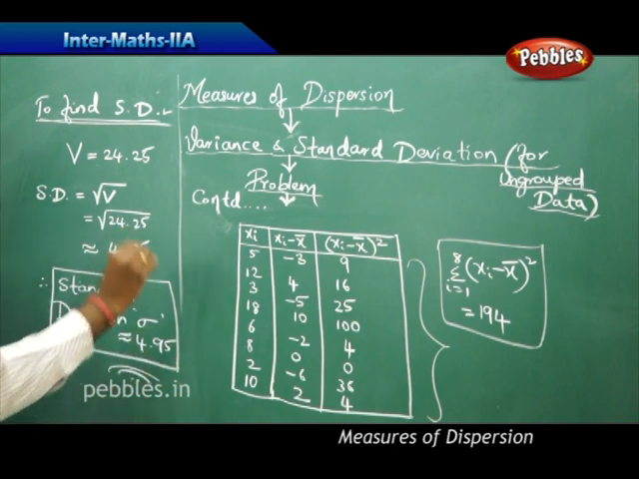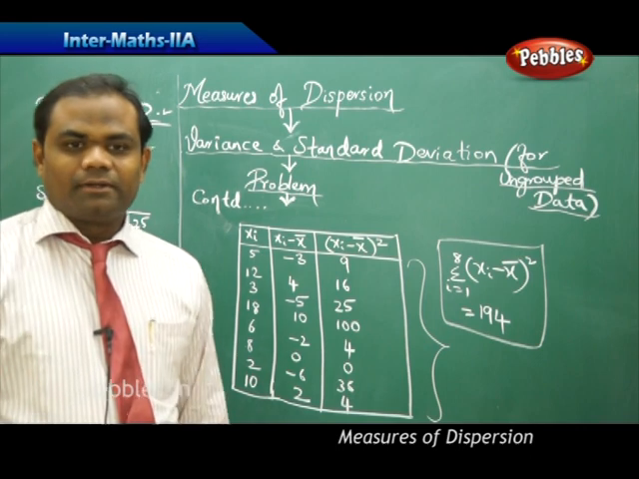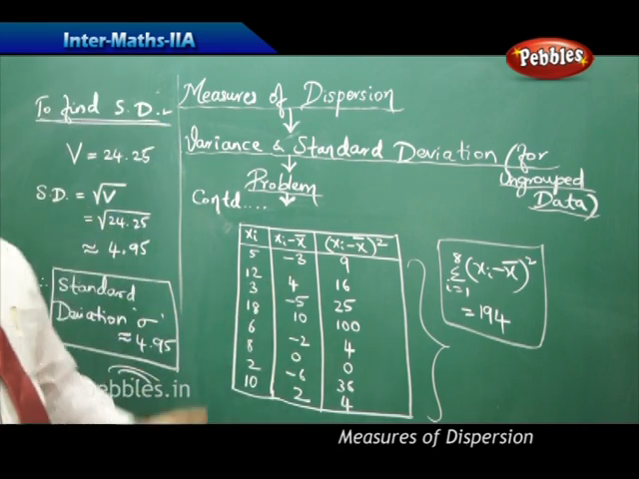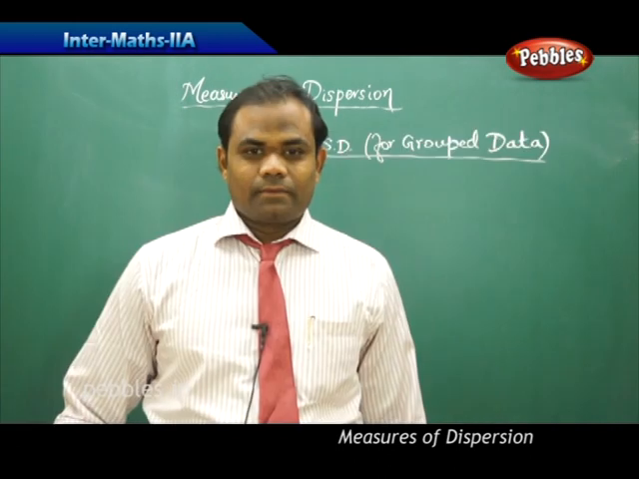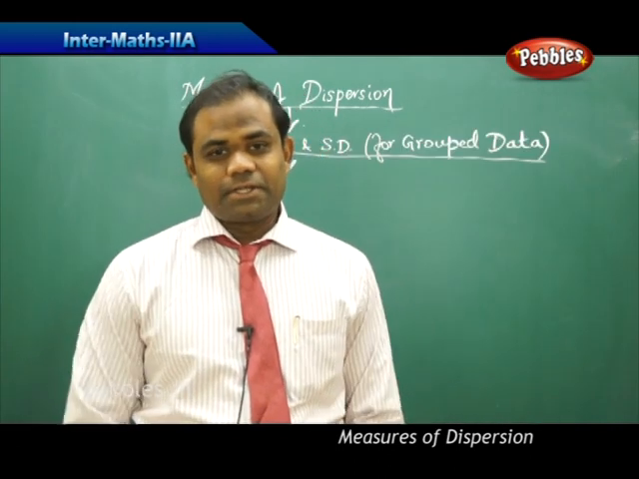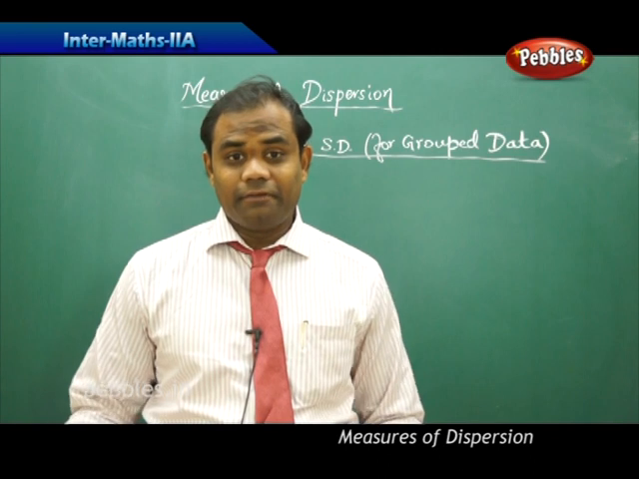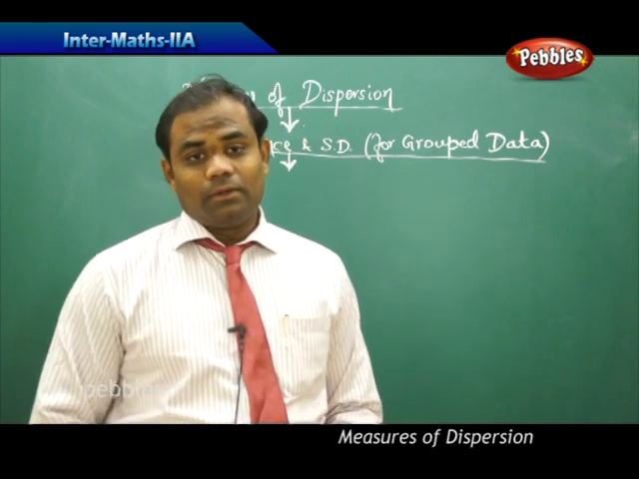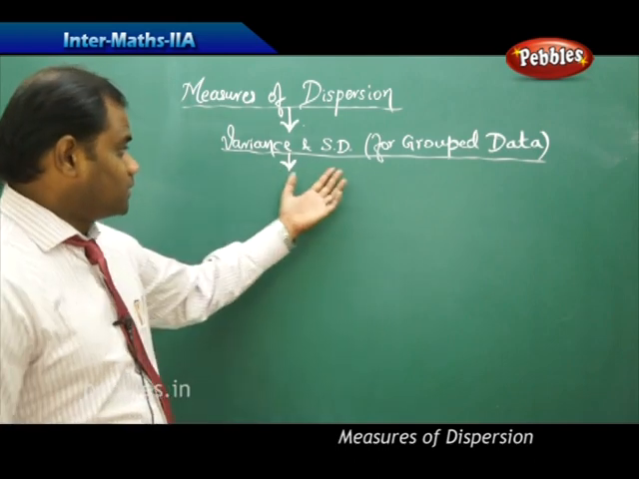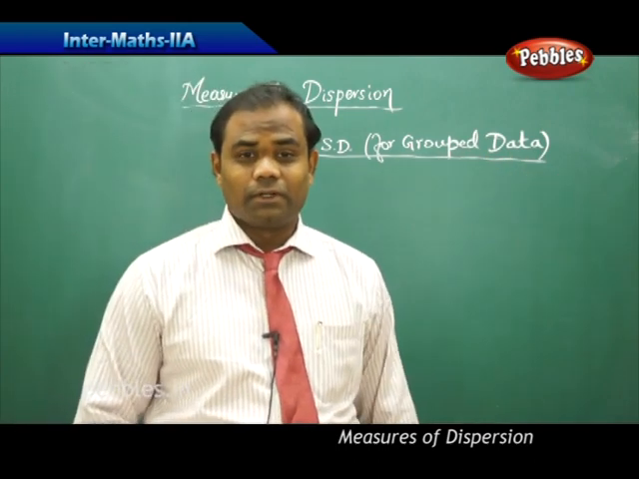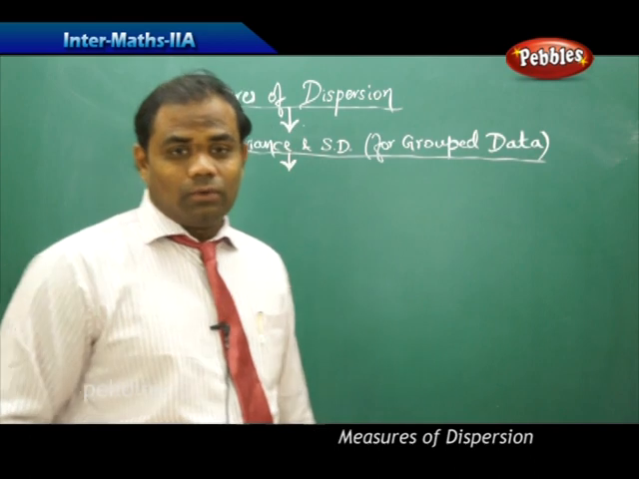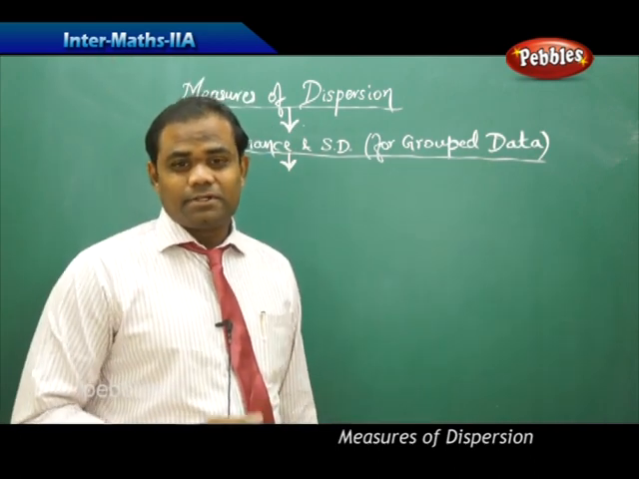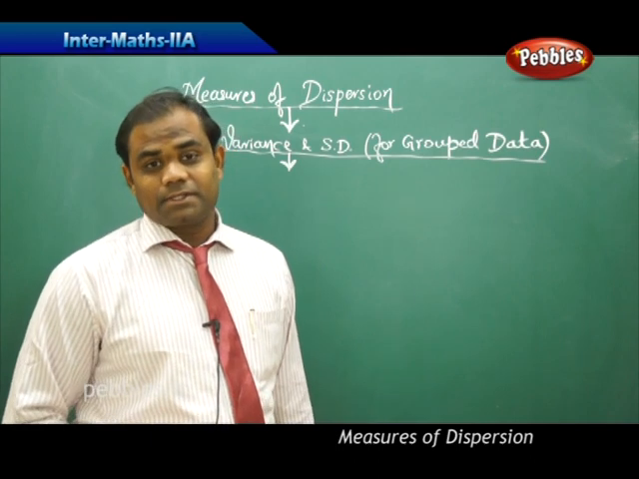This is how we understand the difference between the variance and standard deviation, which is the positive square root of variance. So now that we have discussed the variance and standard deviation for ungrouped data, let's see how we can define the variance and standard deviation for grouped data. Grouped data is again classified into two types: discrete data and continuous data.